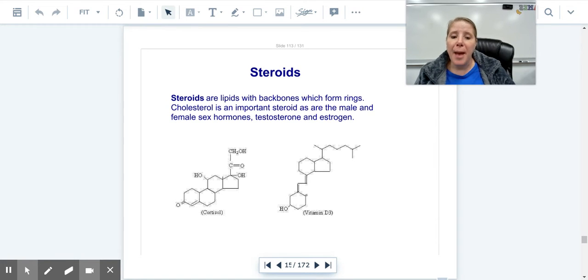Steroids are lipids with a backbone that makes these rings. Cholesterol is an important steroid. So you have cholesterol, you need your good cholesterol, and you have your bad cholesterol. They're important in male and female sex hormones. The steroids are important for your testosterone and your estrogen.